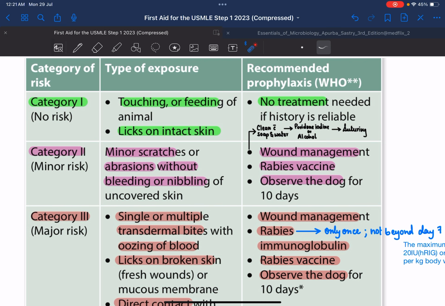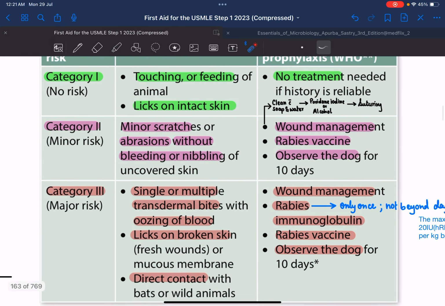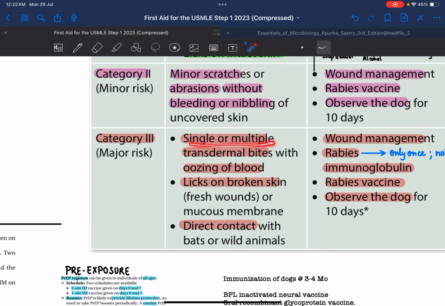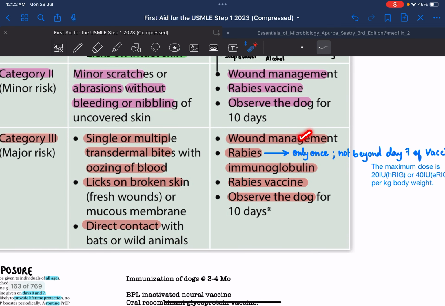And after wound management, we may give the patient rabies vaccine, and we must observe the dog for about 10 days. Category 3 is the major risk, which involves single or multiple transdermal bites with oozing of blood, licks on broken skin, or direct contact with bat or wild animal. In such a case, we do the wound management.